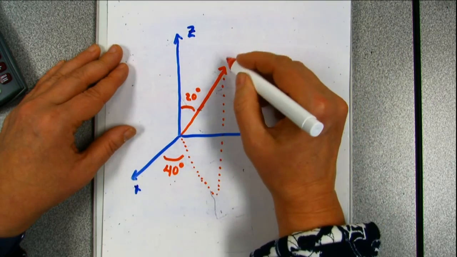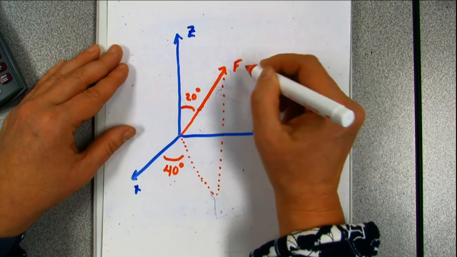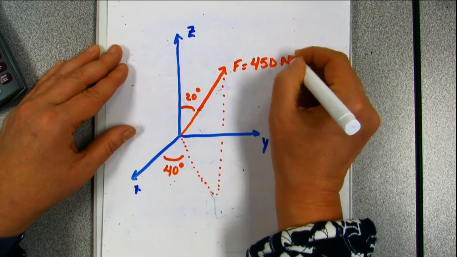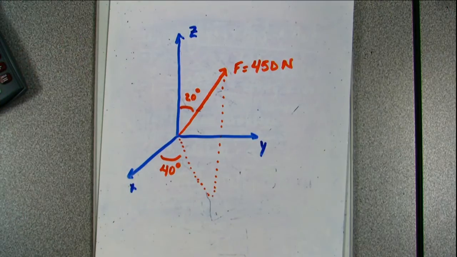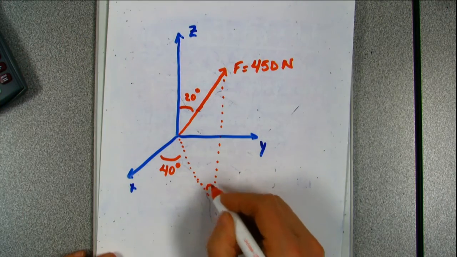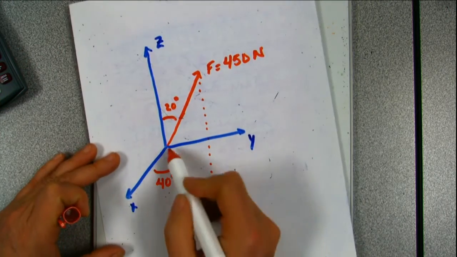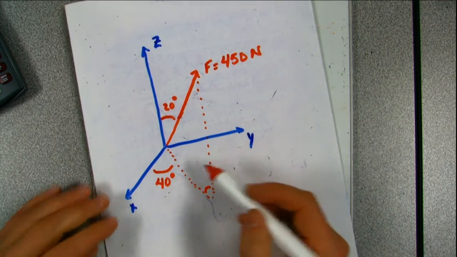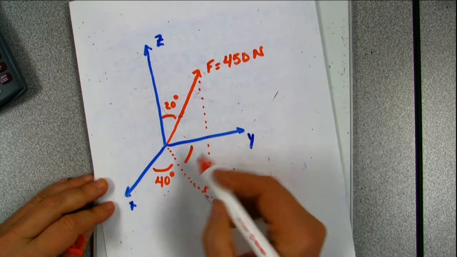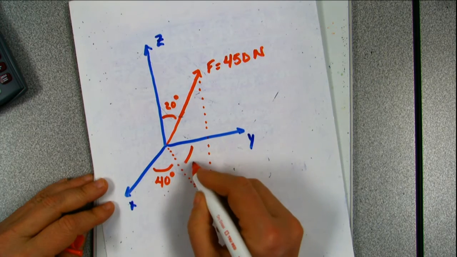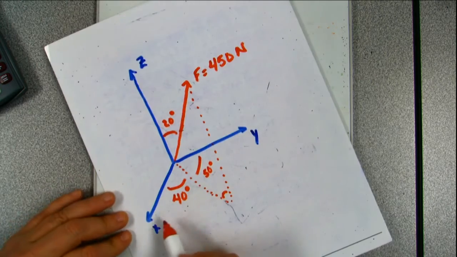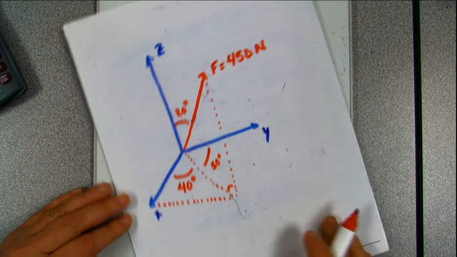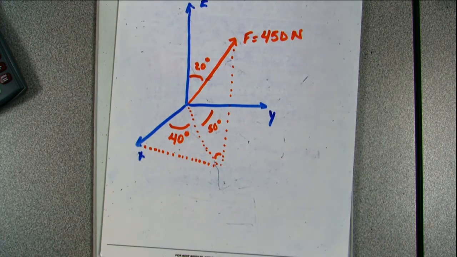And I'm going to tell you the magnitude of this, and we're going to say this is a force. This is a force of 450 newtons. So there's my right angle there. I'm giving you that that projection is 40 degrees from the x-axis, which means this one becomes 50 degrees. But I don't necessarily need that, because I'm going to end up getting my triangle there.